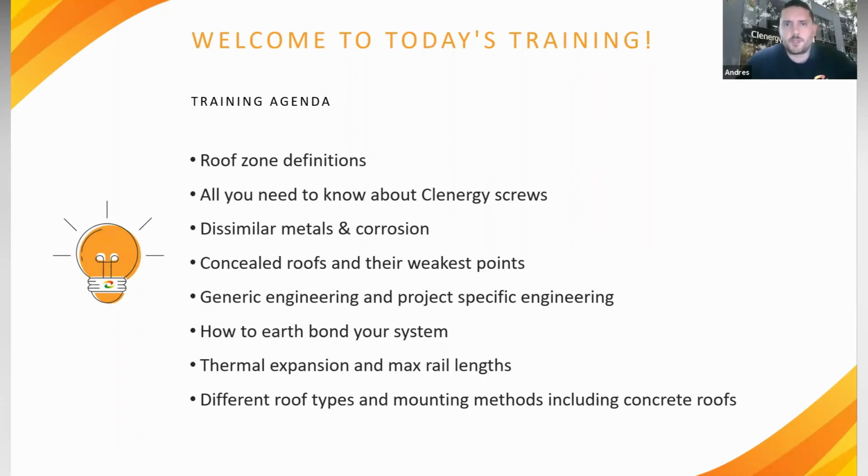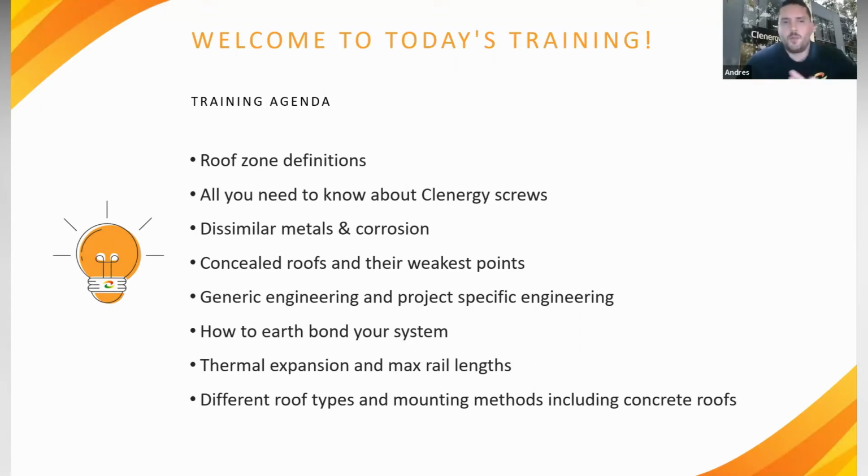What are we going to cover? Just to browse a little bit of the topics we're going to be commenting on today. We're going to start off with roof zone definitions, what they are, how to calculate them, and what to take into account when doing this. Then all you need to know about our screws, different types of screws that we've got for penetrative interfaces. Then we're going to cover dissimilar metals and corrosion, concealed roofs and their weakest points, also how we test them and how the interface connects and interacts with the whole system.